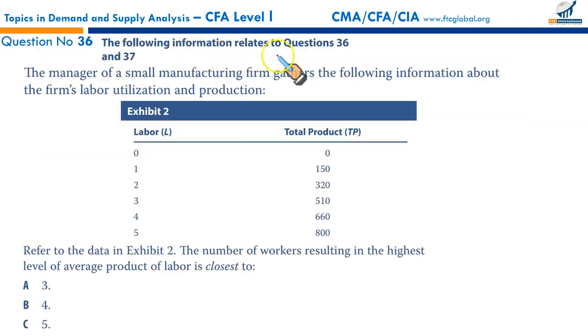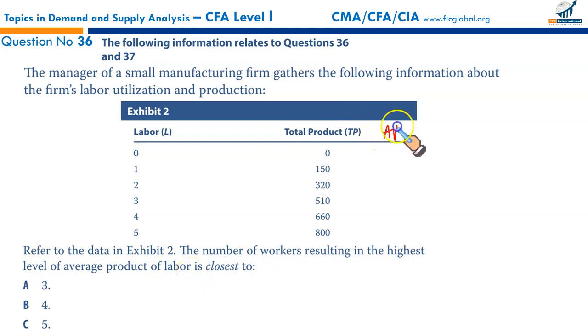The following information relates to questions 36 and 37. The manager of a small manufacturing firm gathers the following information about the firm's labor utilization and production. Refer to the data in Exhibit 2. The number of workers resulting in the highest level of average product of labor is closest to.